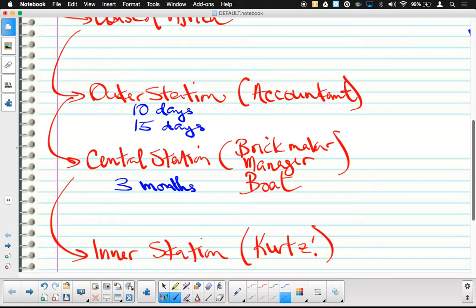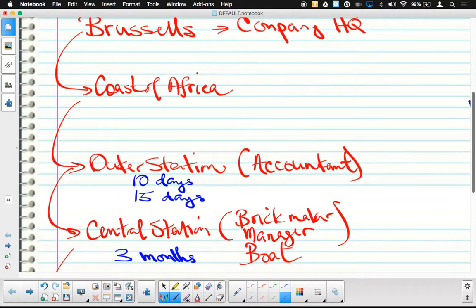Anyone remember how long it takes him to get from Brussels to the coast? It was like 30 days. Right. So from Brussels to getting to the coast, this takes him 30 days just to get there. And then with getting to the outer station, that part's not quite as bad, but it takes him a month just to get to the coast and then get into the outer station.